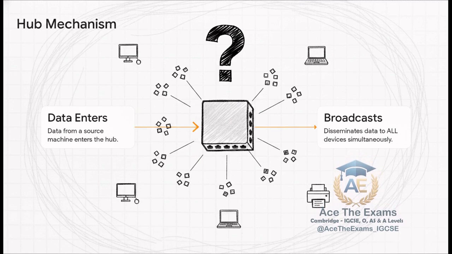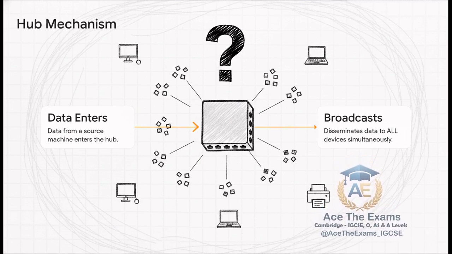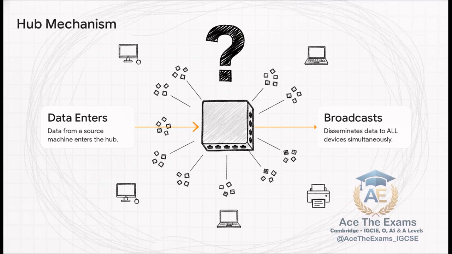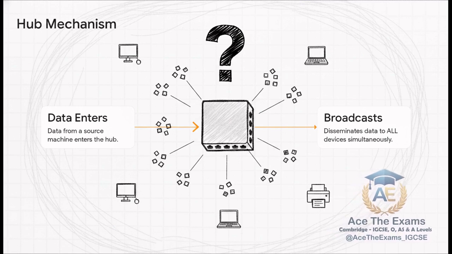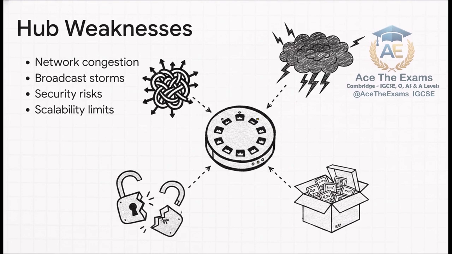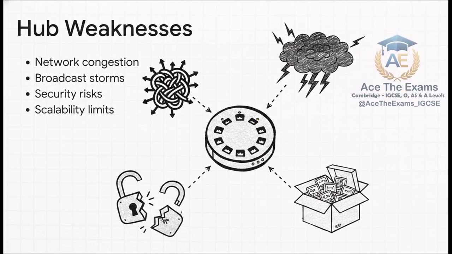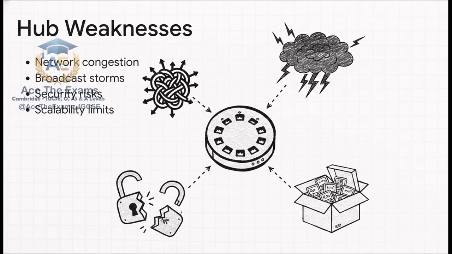Now, this broadcast method is perfectly fine for simple announcements in a really small local area network. But as networks grow, this simplicity becomes a massive liability. Because a hub is literally shouting every single piece of data to every connected machine, it faces some really severe challenges in larger, more complex environments.